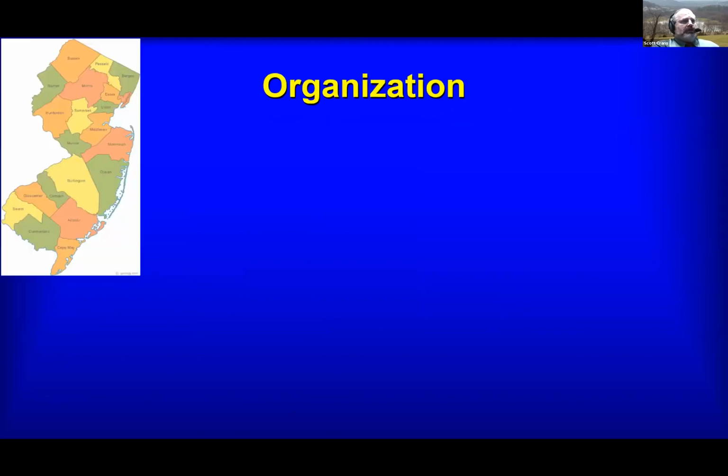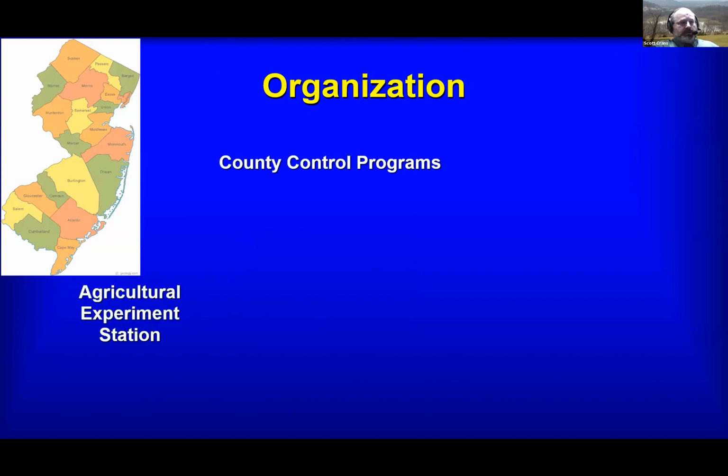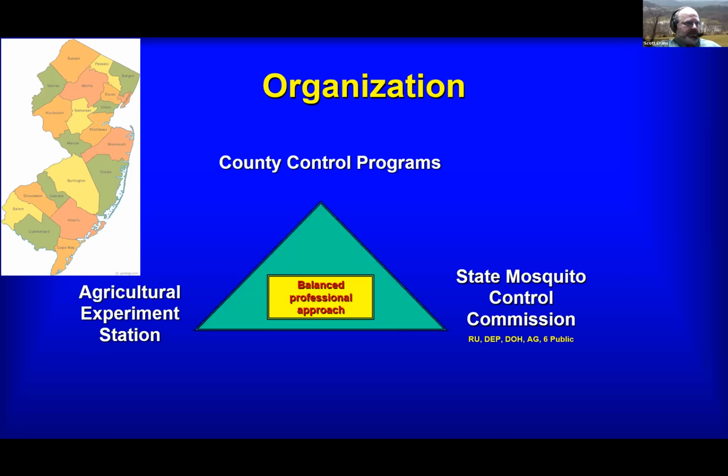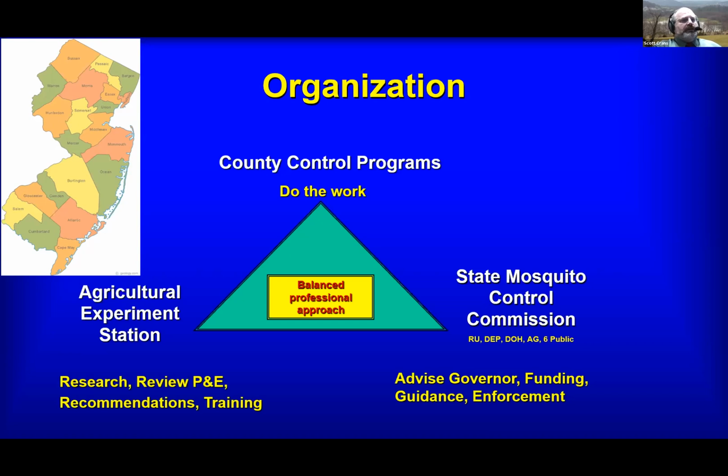So with respect to the organization of mosquito control, each county in New Jersey has a program. Again, they're required to have a program. We also have the State Agricultural Experiment Station, in this case, Rutgers University, that plays an active role. And then we have the state in general. I'm listing here our State Mosquito Control Commission, which consists of representatives from our departments of health, DEP, agriculture, and of course the experiment station. And together, these three entities provide the balanced professional approach for mosquito control, with the counties doing the work, in large part the majority of the work, the agricultural experiment station providing research, reviewing county plans and estimates, making recommendations and providing training. And then the state responsibilities include advising the governor, providing funding, guidance, and support.